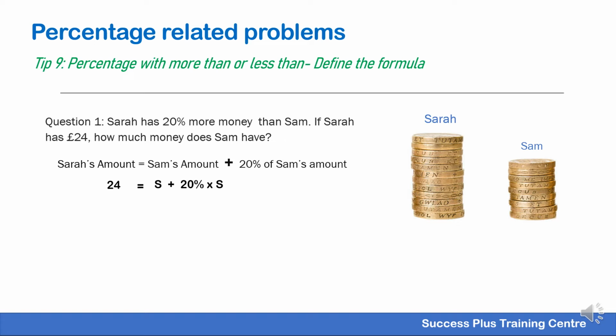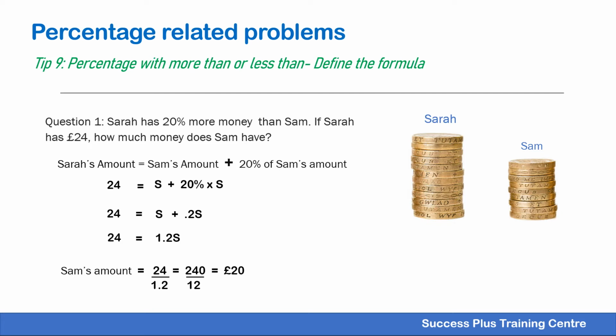20% of Sam's amount equals 20% times S. Using algebra, this means 24 equals S plus 0.2 S, which also means 24 equals 1.2 S. Now we need to use the inverse in order to find the value of S. This means Sam's amount of money equals 24 divided by 1.2, which also equals 240 divided by 12. And this means Sam's amount of money equals £20.